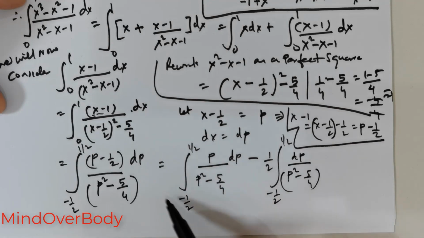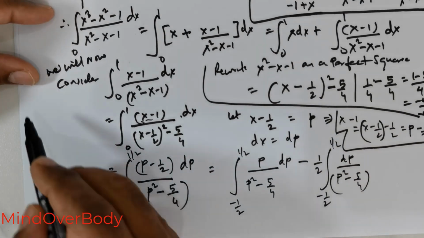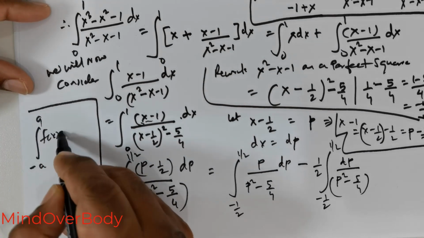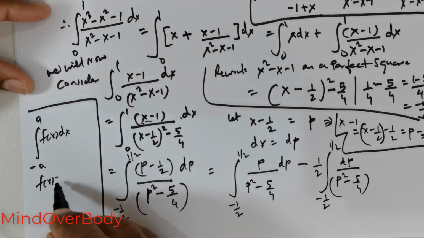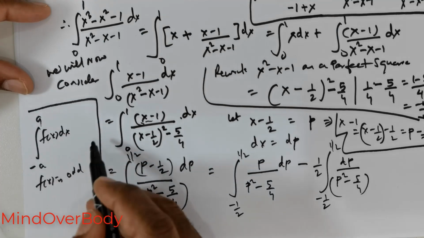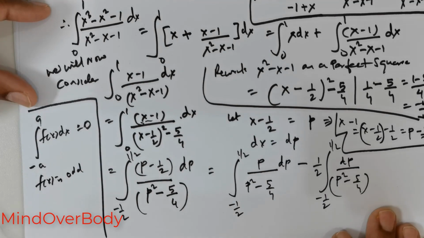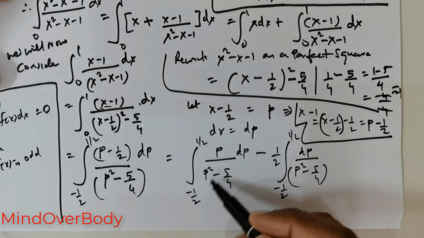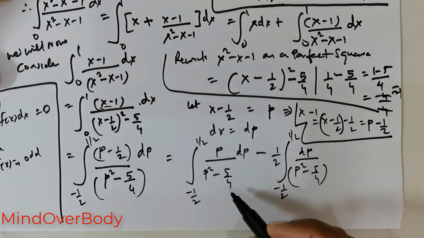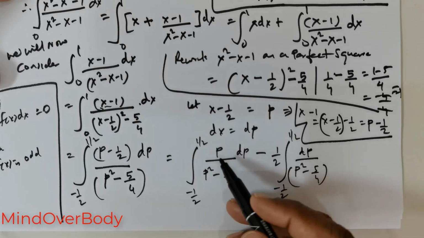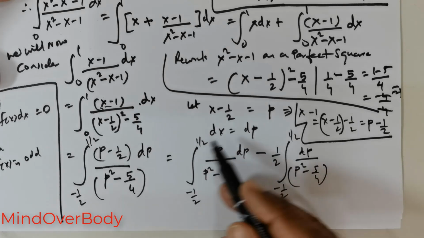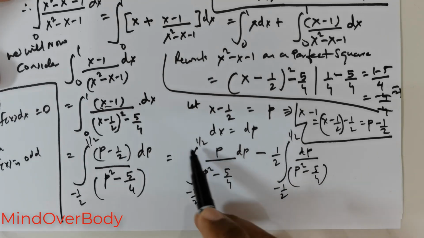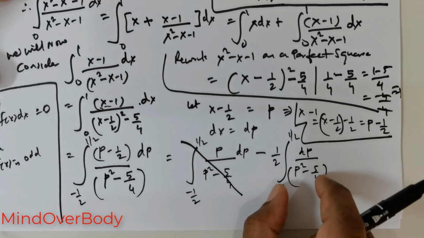Now I'm going to use a very important property for integration. If you have a limit negative a to a f of x dx, if f of x is odd, then this thing will be equal to 0. So clearly you can see this is odd. This is degree 1, this is degree 2, but the degree of the denominator is of little importance. It won't have any impact at all once the degree of the numerator is 1. So this is going to be odd. Because the limits are stretching from negative 1 over 2 to positive 1 over 2, this vanishes. So we are left only to deal with this.